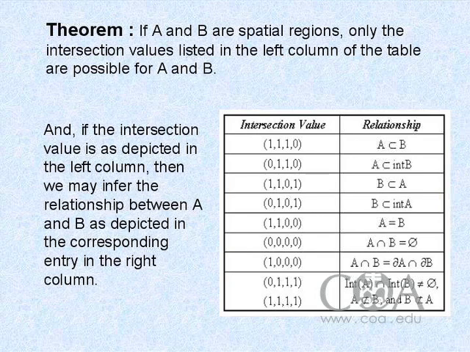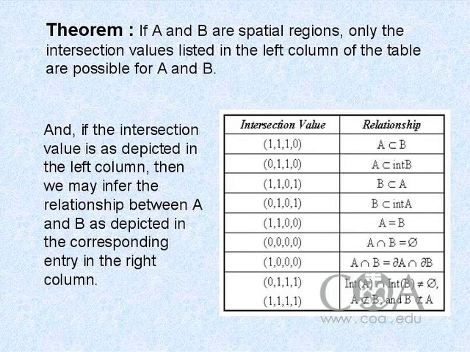If A and B are spatial regions, then the only intersection values that are possible are these here. There's 1, 2, 3, 4, 5, 6, 7, 8, 9. So if we work with spatial regions, we can't get all 16 intersection values. We only get 9 of them.